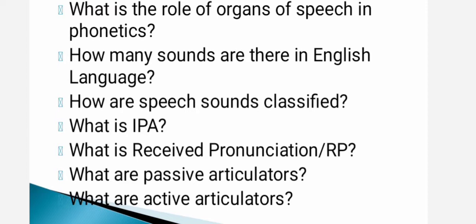Active is a kind of movement. So the lower lip and tongue, which move frequently, are called active articulators.